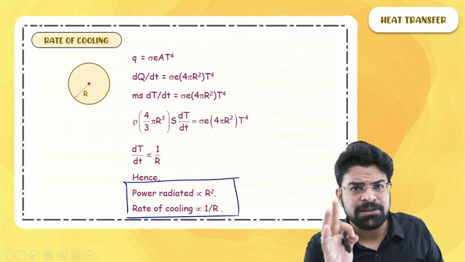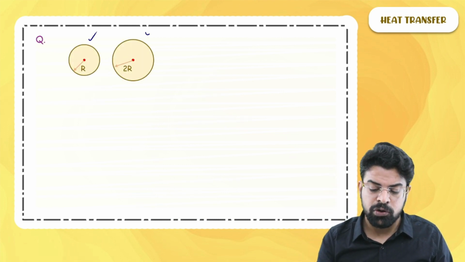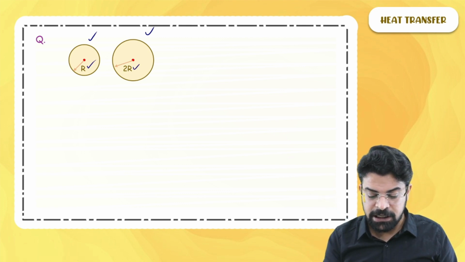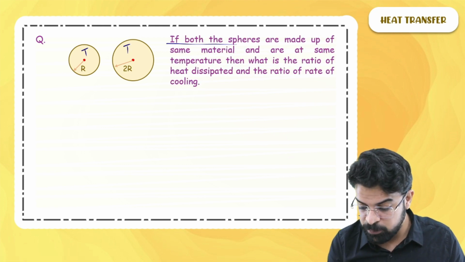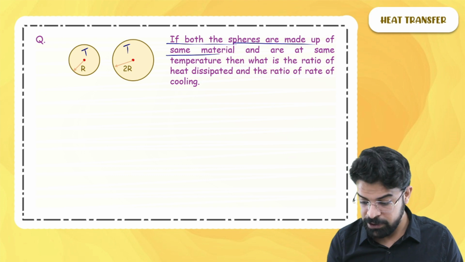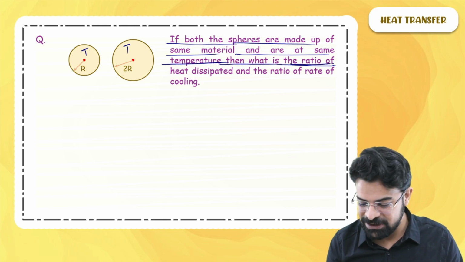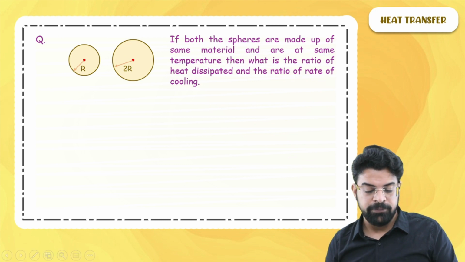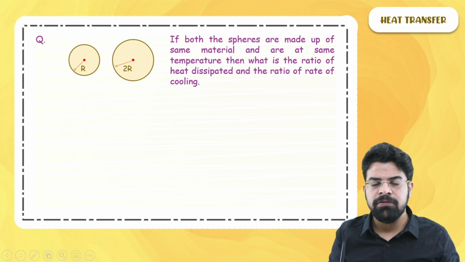Now let's practice a question based on the same thing. Let's say you have got two spheres, both placed in vacuum. The first one has radius r, the second one has radius 2r, and both are made of the same material and at the same temperature. Then what is the ratio of heat dissipated and the ratio of rate of cooling? So what will be the ratio of thermal power and the ratio of rate of cooling?